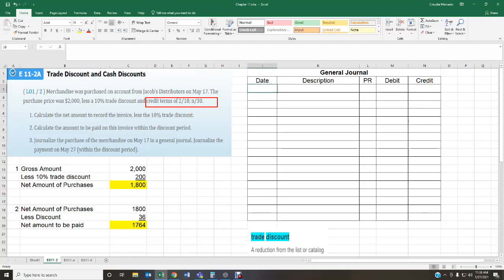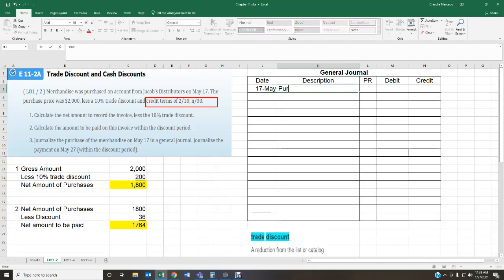Requirement 3, they're asking us to journalize the purchase of the merchandise on May the 17th, and then we have to journalize the payment on May the 27th within the discount period. So let's tackle May the 17th first. We have to journalize the purchase.